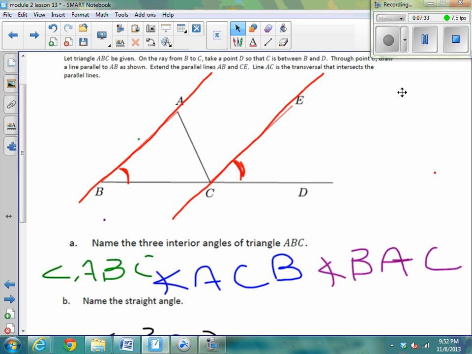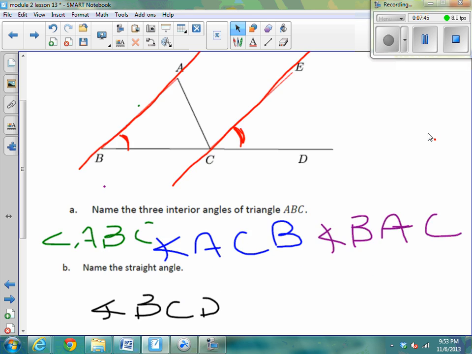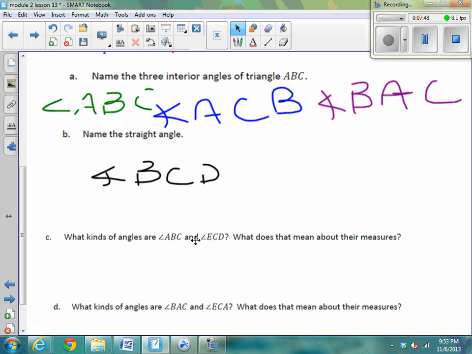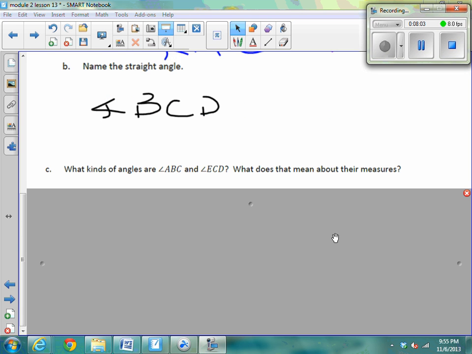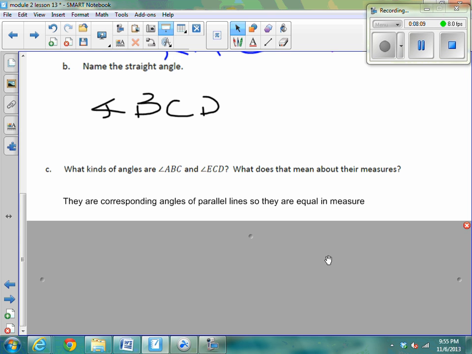So if you've got two lines cut by a transversal, those angles should look like corresponding angles. So we know then that those two angles are corresponding angles, so their measurement is equal. So we're going to add that now. To answer that question again, we noticed that those angles are corresponding angles, and they're corresponding angles of parallel lines because AB and CE are parallel, so we know that they're equal in measure.